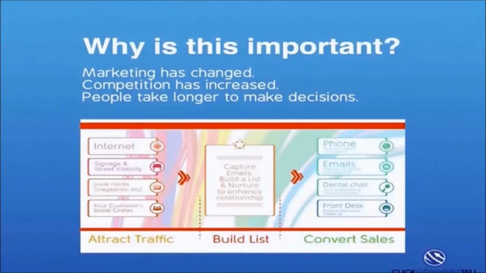Okay, so why has it changed? Why is it important? Marketing has changed, competition has increased, people take longer to make decisions. If you see something about a car now, you're not necessarily going to buy it right now. I think they've done surveys and studies whereby maybe 5% of a potential market is open to buying something right now, but then there's maybe another 5 or 6% that may be open to buying it in the future, but not right now, and they're not actively looking.